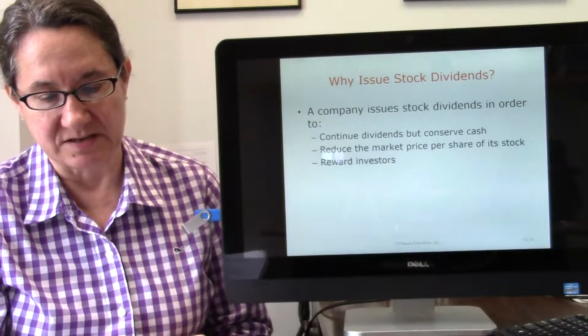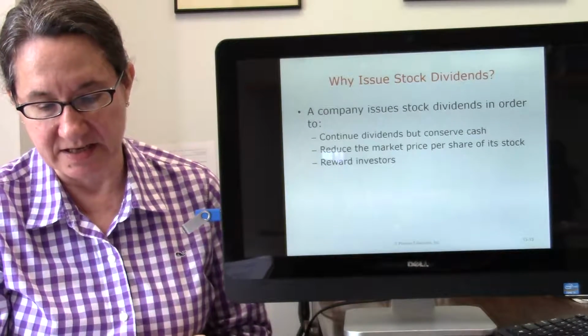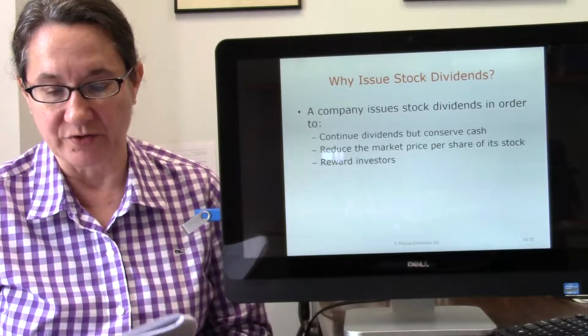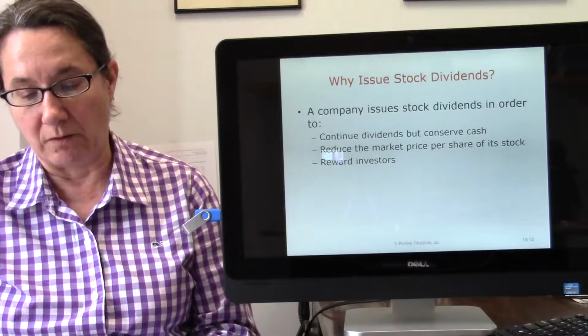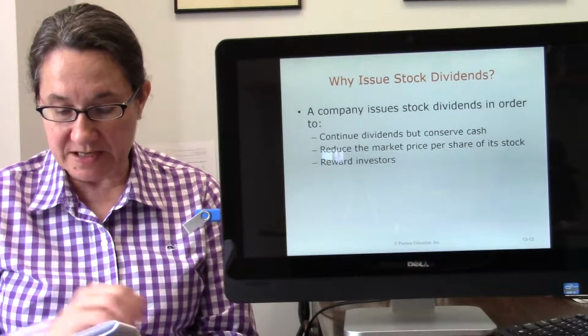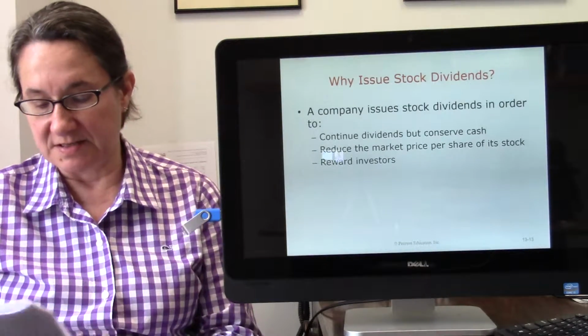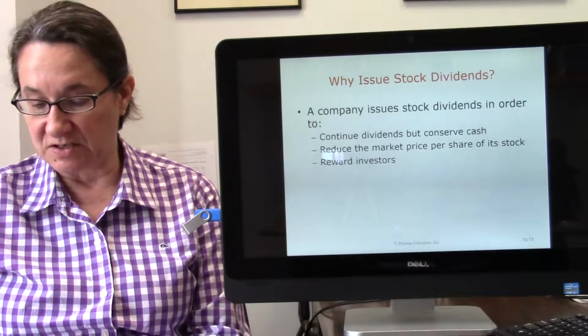They have no effect on assets or liability. The corporation distributes stock dividends to stockholders in proportion to the number of shares they already own. Why would they do this? Well, a company issues stock dividends for several reasons. To continue dividends but conserve cash.